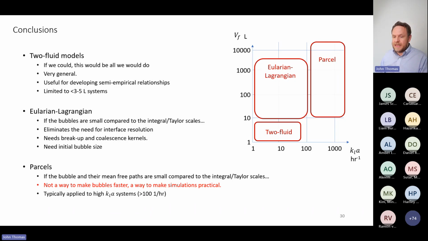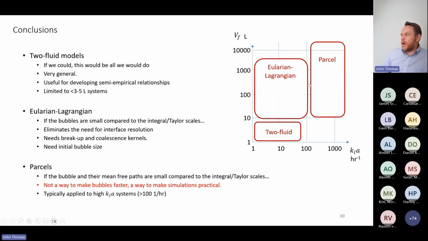Parcels are the most empirical, let's concede that. They require the most assumptions. They require both the bubble and its mean free path to be very small compared to the integral and Taylor scale.